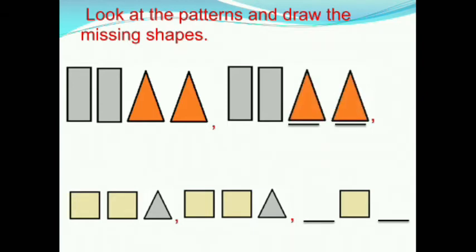See the next pattern. First we have 2 squares. Then we have 1 triangle. Again 2 squares and 1 triangle. Now we should repeat this pattern. First, which shape is there? Yes, square. So we should draw square. After 2 squares, what is there? Yes, 1 triangle. So we should draw 1 triangle.